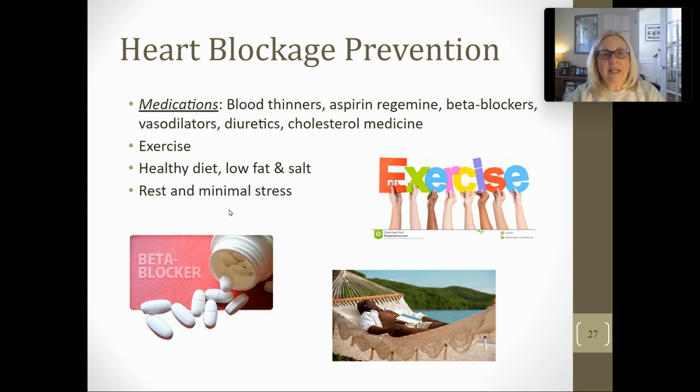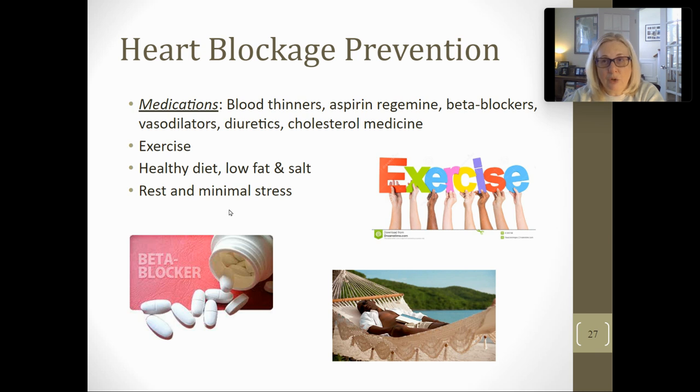There are medications that help with heart blockages. If you have a known heart blockage or you have a family history of it, they can take things called blood thinners. Aspirin is basically an over-the-counter blood thinner. There's something called a beta blocker that keeps your heart rate down. If you have weird arrhythmias going on in your heart, it keeps that down. Vasodilators, diuretics, and cholesterol medication can all help keep your heart healthy.